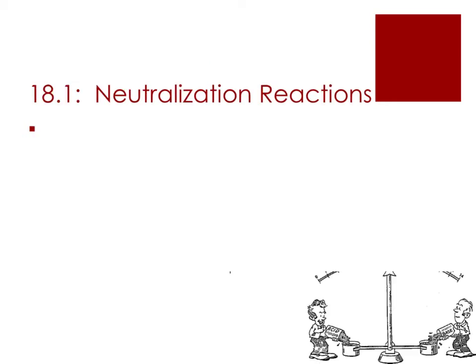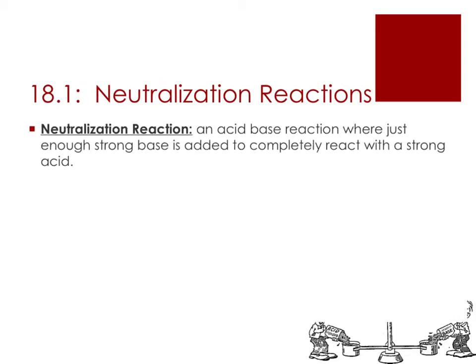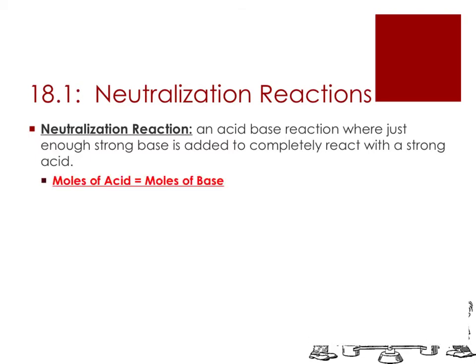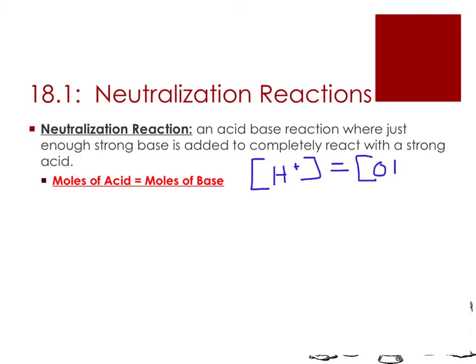So what happens when you combine an Arrhenius acid with an Arrhenius base? You get a neutralization reaction. A neutralization reaction is an acid-base reaction where just enough strong base is added to completely react with a strong acid. At this point, the moles of acid will be equal to the moles of base. Or, if you prefer, the concentration of H+ will be equal to the concentration of OH-.